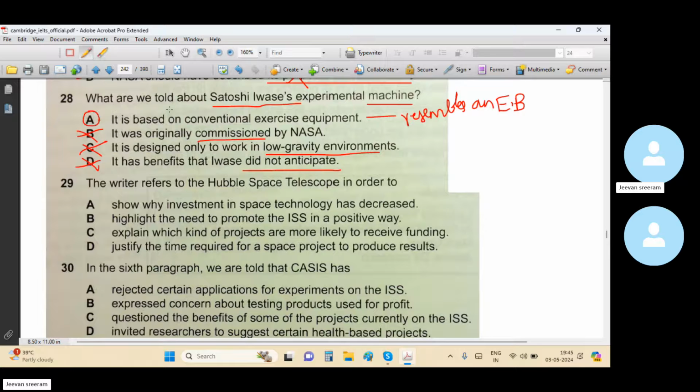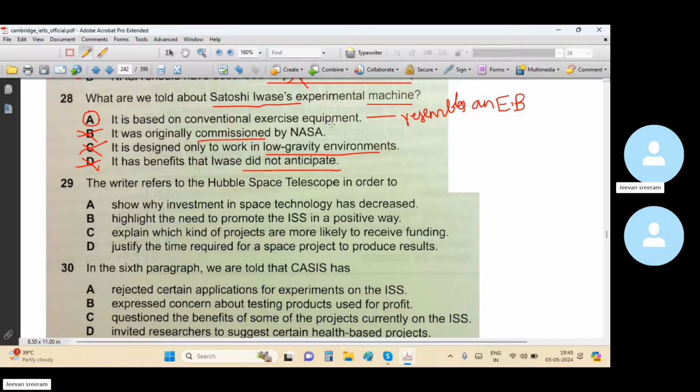So let me repeat why A is the answer. It is the correct answer because the description in the passage directly states the machine resembles an exercise bike. This indicates that its design takes cues from conventional exercise equipment which people commonly use for fitness, right? Yes, A is the right option.